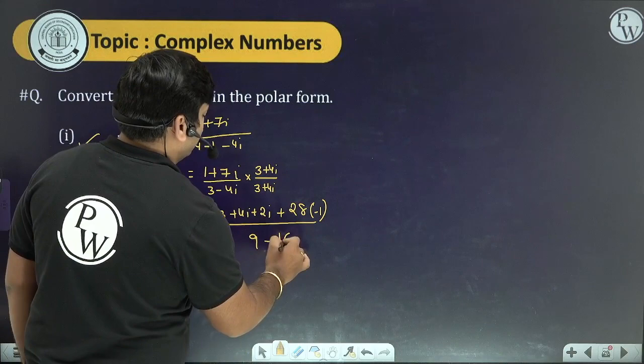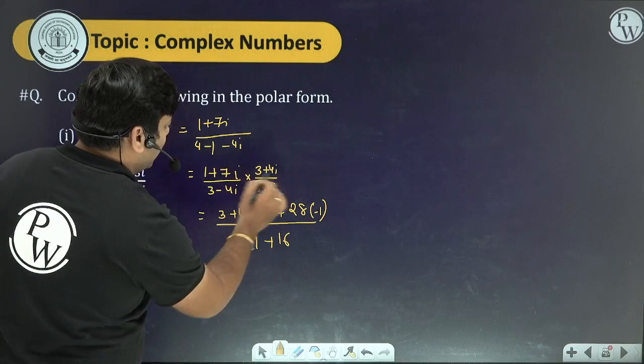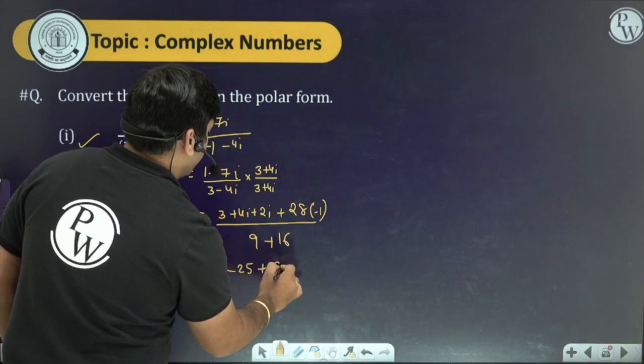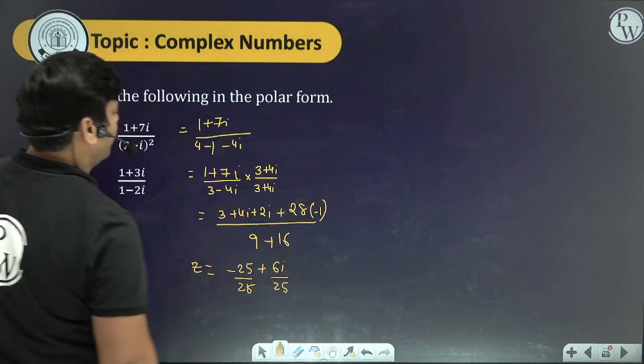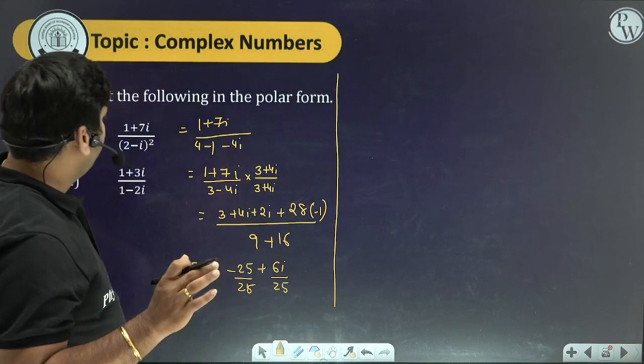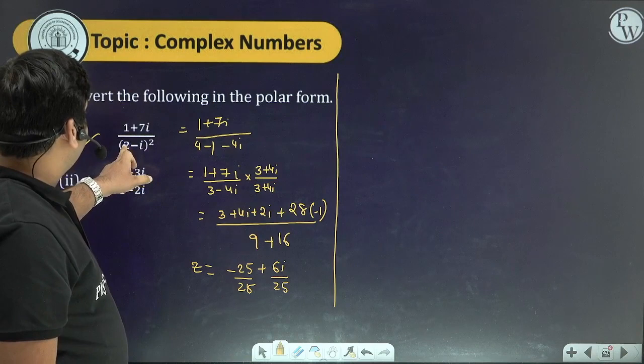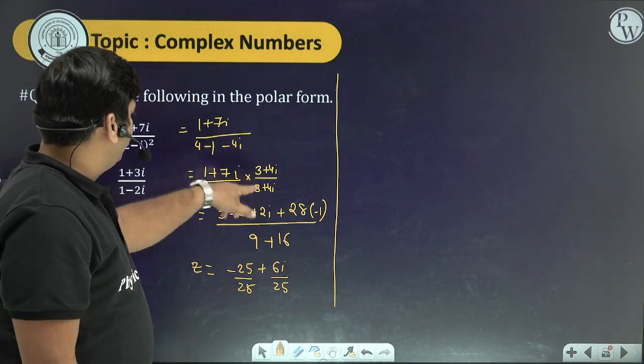Okay, so that will give you 3 minus 28, minus 25, minus 25 plus 6i by 25, right? So this will be the number. All right, people. Let me cross check that once again. 1 plus 7 into 3 plus 4i, 4 plus i square minus 1 minus 4i. So 3 minus 4i into 3 plus 4i.